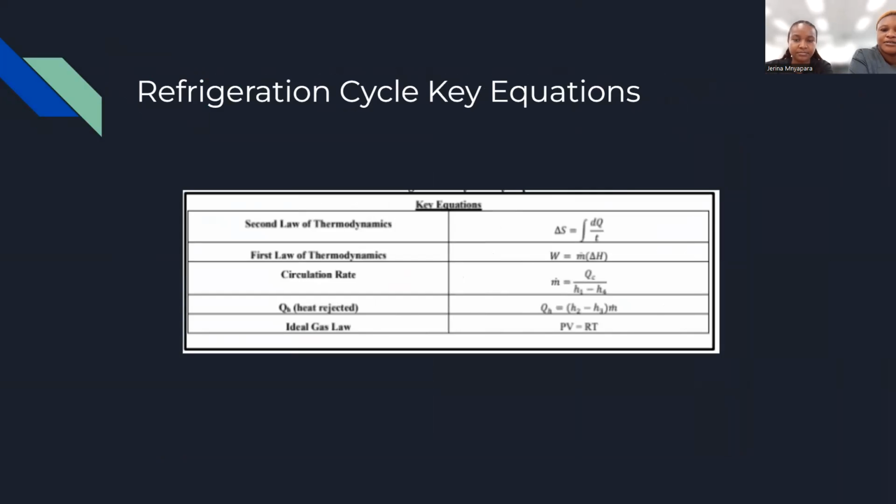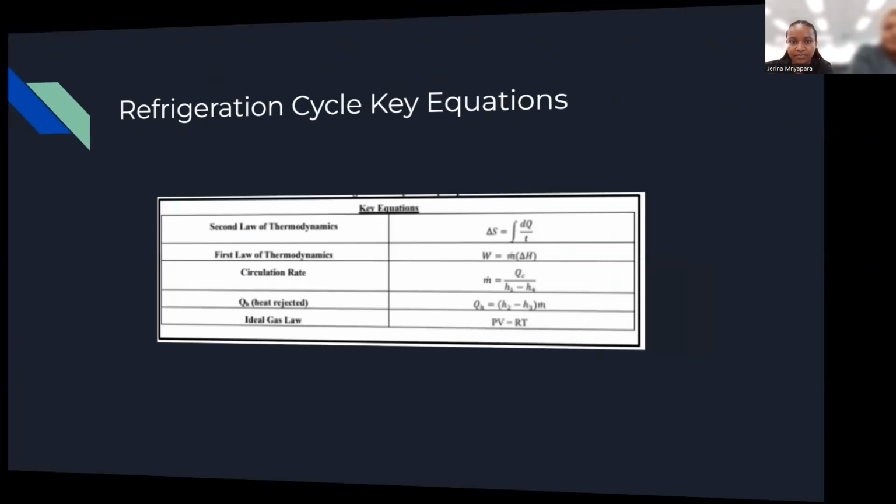So here are the equations we can use according to the first and second laws of thermodynamics, where the change in entropy is equal to the integral of Q over T. Also, the work is equal to the mass flow rate times delta H. The mass flow rate is QC over delta H, and then Q is equal to delta H times the mass flow rate. We also have the ideal gas equation.